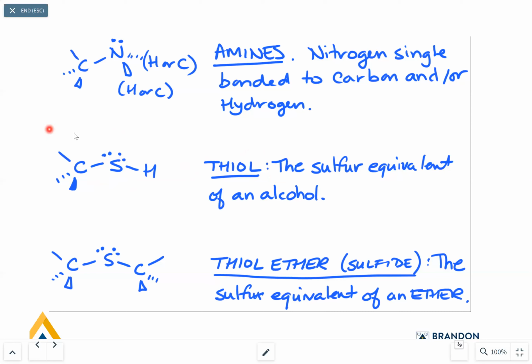Thiols tend to smell awful, and thiol ethers. So carbon, sulfur, carbon. So this is the sulfur equivalent of an ether. So thiol ethers are sulfides. These stink to high heaven as well. It's strange. There's the odd one which smells really good, but the rest of them are just awful smelling things. So, all right.